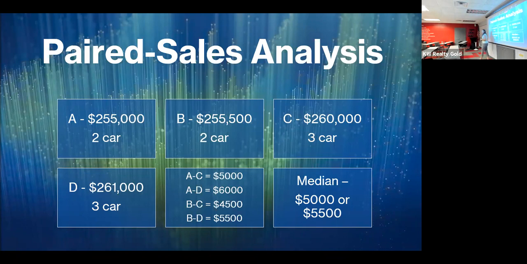And then I take my median. I go to the middle. And you can use 5,000, or you can use 5,500, or you can use the average of the 2 and use 5,250, and it does not matter. That's totally up to you. But that's the overall idea of how most values are created. Because it's how much the market is willing to pay for it.